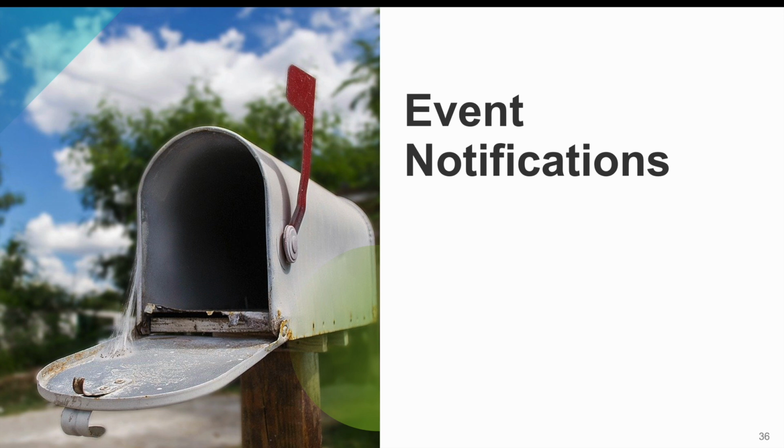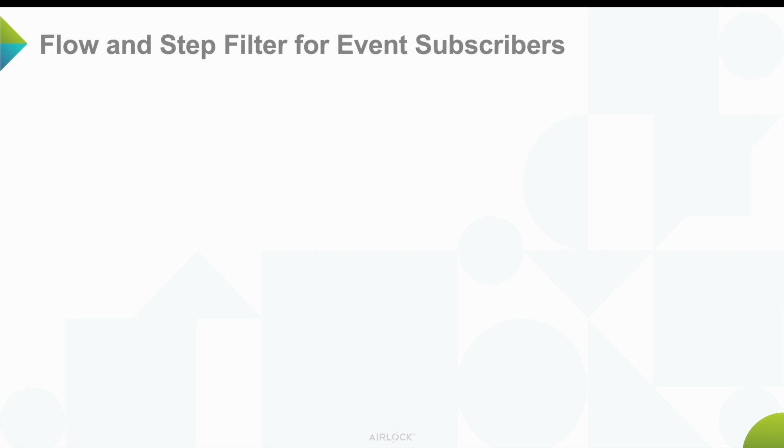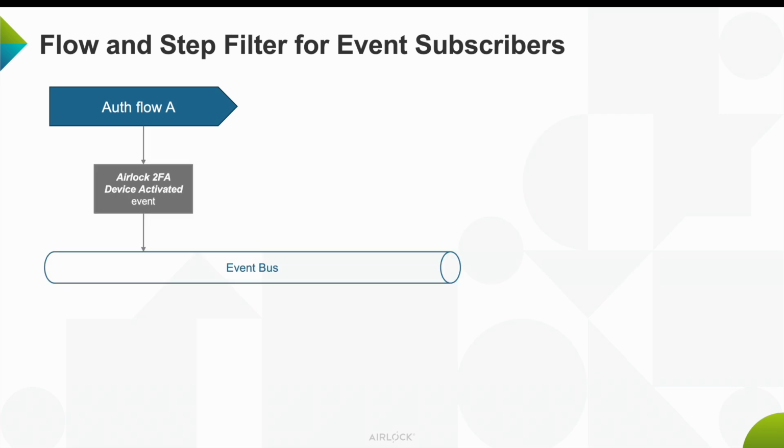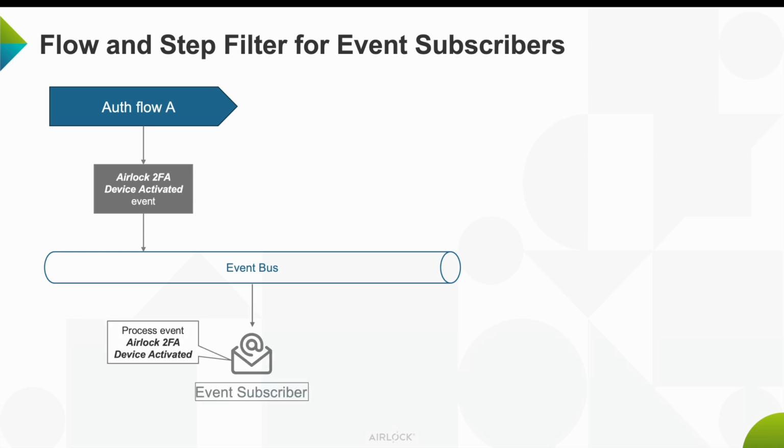Event notifications is something else where we have a lot of customers that really seem to like it. And we've improved it again. What we did this time is that in the event subscribers, we added additional filters on flow and steps. How does it work? So we have here an OAuth flow A and an Airlock 2FA device activated event that writes on the event bus. We have the process event, Airlock 2FA device activated event subscriber that will send an email if such a device activation has been detected.